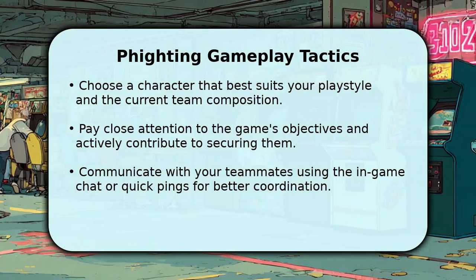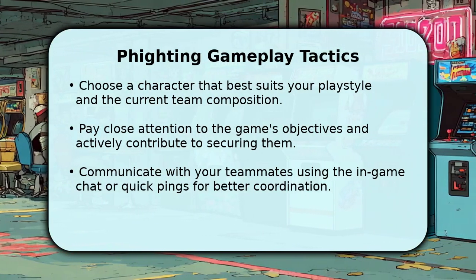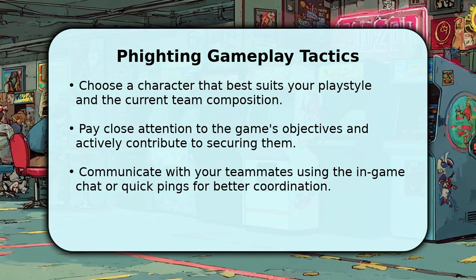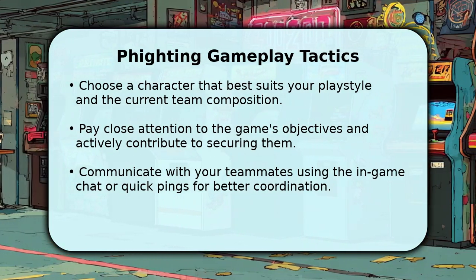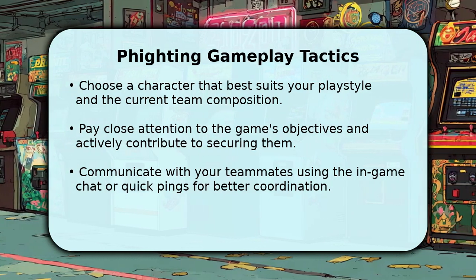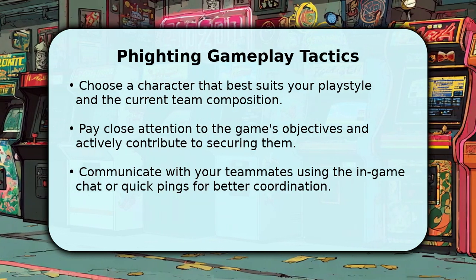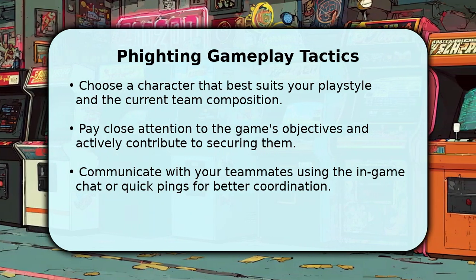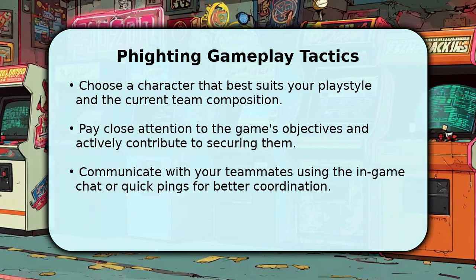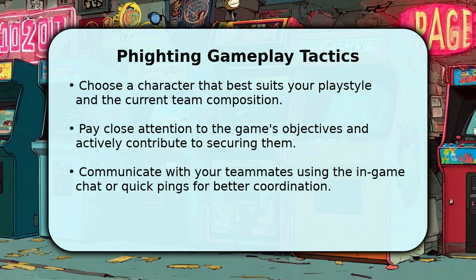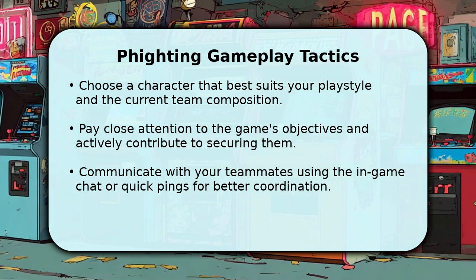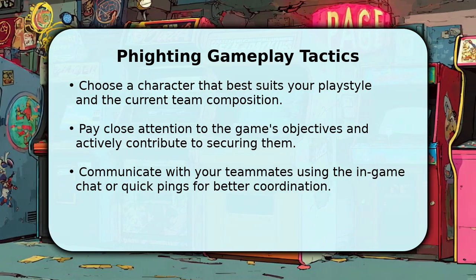Success in Phighting requires smart tactics. Select characters that complement your team, balancing damage, support, and defense. Always focus on the objective, whether it is capturing a point or eliminating key targets. Map awareness is vital. Understanding spawn points and common pathways helps you predict enemy movements. Effective communication with your teammates through pings or chat will significantly enhance your team's overall performance.